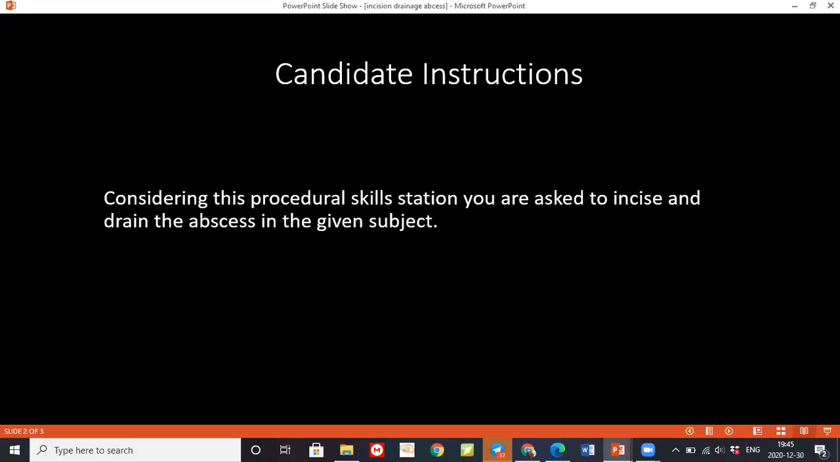Then I'm going to take the number 11 blade and, at the tip, give a linear small incision at the most bulging point of the abscess.